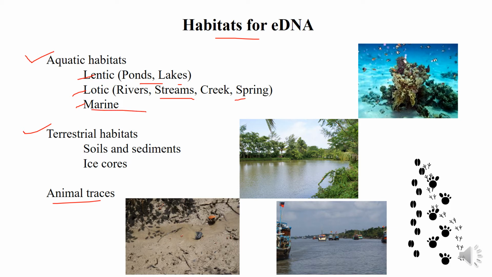Okay, and for the terrestrial habitat, we are using soil or sediment as a sample, and an ice core could also be a good sample. And the animal traces could be the feces, the urine, their track or pathway, and it could be the hair, or different excretory products or samples from the animal. Okay, so these are the possible habitats from which we can extract the eDNA.